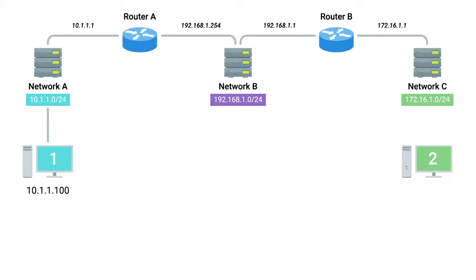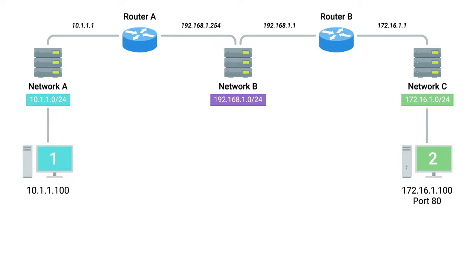Now, let's put another computer on one of our other networks. This one is a server in a data center. It'll act as our server in this scenario, and we'll refer to it as computer 2. It's part of network C and has been assigned an IP address of 172.16.1.100 and has a web server listening on port 80.